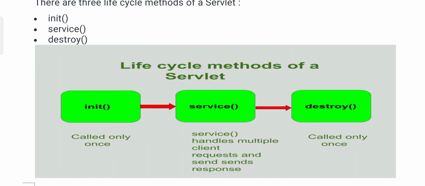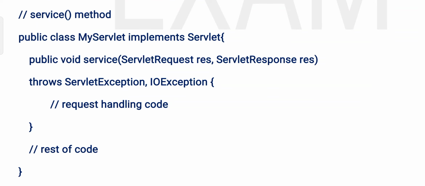After that, the service method of the servlet is invoked to inform the servlet about the client request. In this, the servlet request object is used to collect the data requested by the client, and the servlet response object is used to generate the output content, and this is the simple code for the service method.